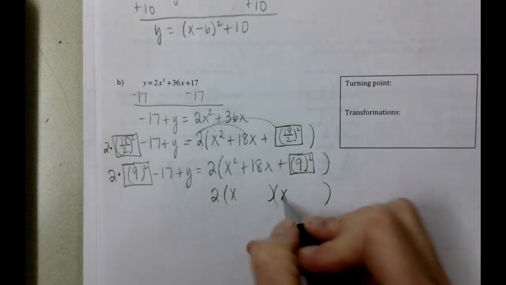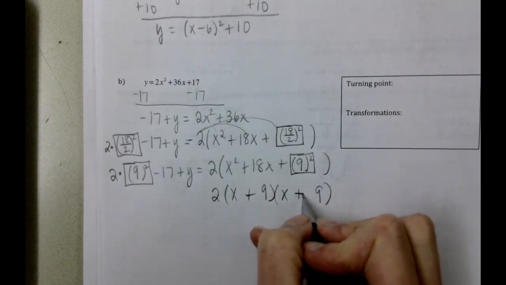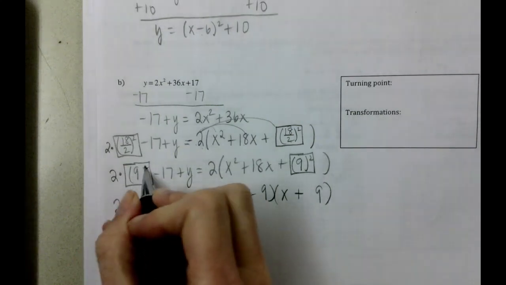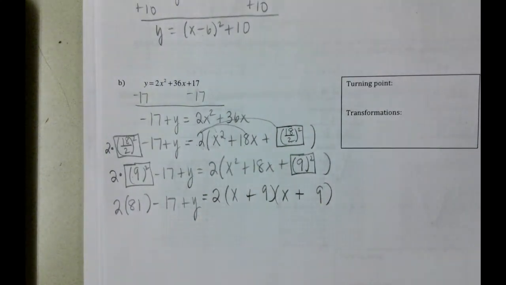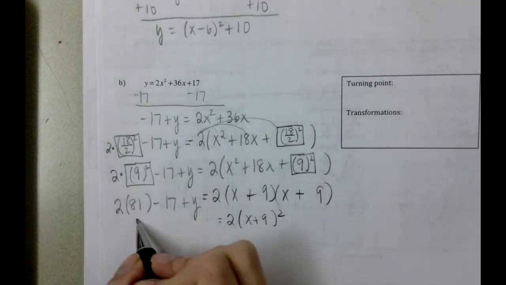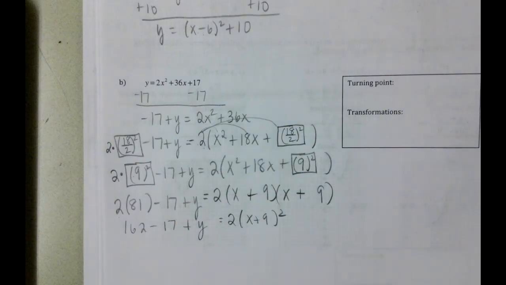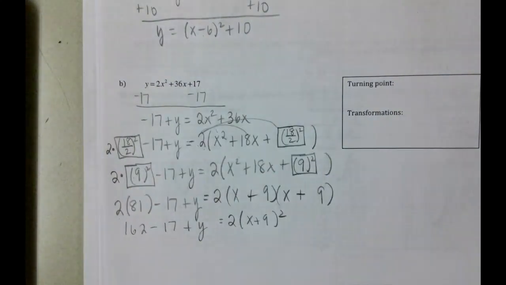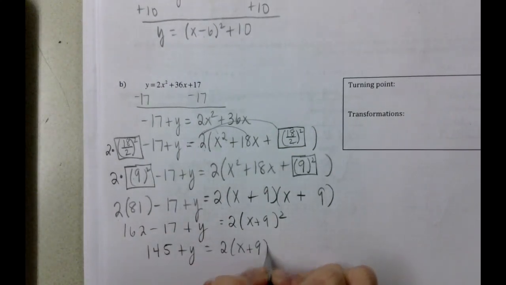X squared is x times x. 9 squared is 9 times 9. 9 is positive, so these are both added. We can start to simplify over here on the other side. This is 2. 9 squared is 81. 2 times 81 minus 17 plus y. But we can condense over here, and it's 2 times x plus 9 squared. 2 times 81 is 162 minus 17. And you can type that into your calculator. In fact, I need to type in the 162 minus 17 to get the 145 plus y equals 2 times x plus 9 squared.